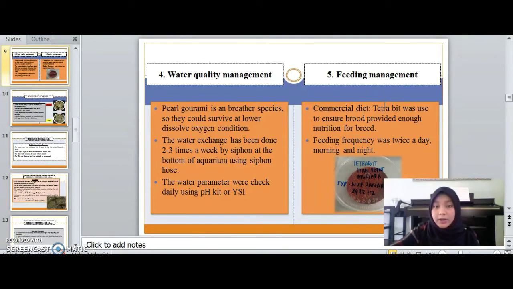Water quality management: pearl gourami is an air-breathing fish, and they can survive in lower dissolved oxygen conditions. Water exchange was done two to three times a week by siphoning the unwanted waste at the bottom of the aquarium. For feeding management, I used Tetrabit to ensure the broodstock have enough nutrition for breeding. Feeding frequency was twice a day, morning and night.